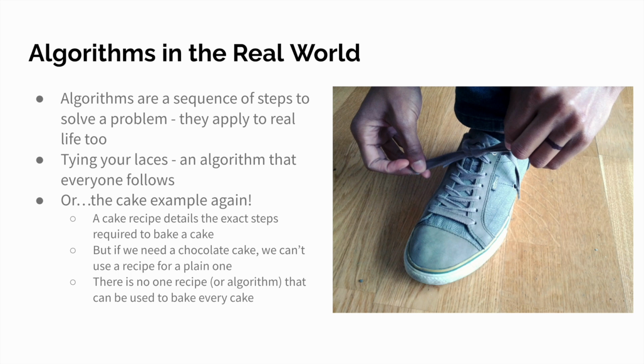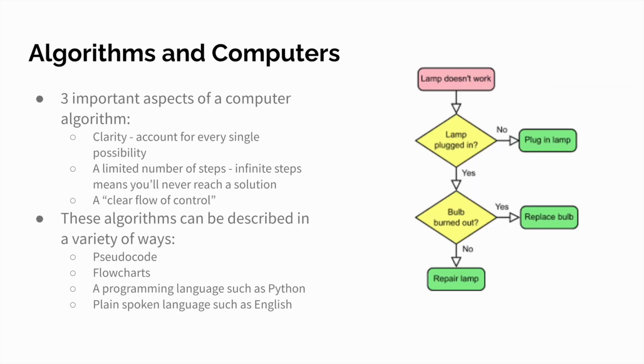Or we can go back to the cake example that we've used twice prior. A cake recipe will give you the exact steps required to bake a cake. But if we need a chocolate cake, we can't use the recipe or algorithm for a plain one. So there's not really any recipe or algorithm that can be used to bake every cake, in the same way that there's not one algorithm that can be used to solve every problem.